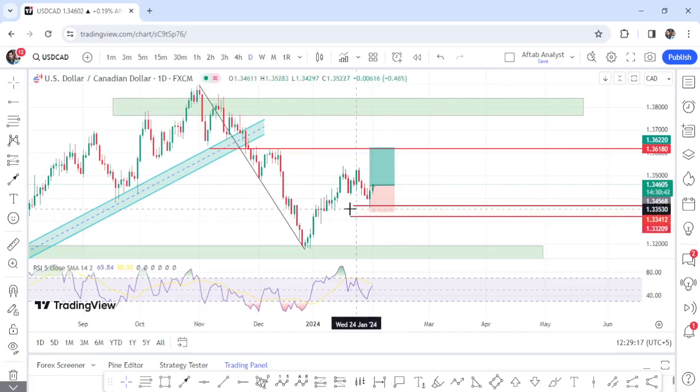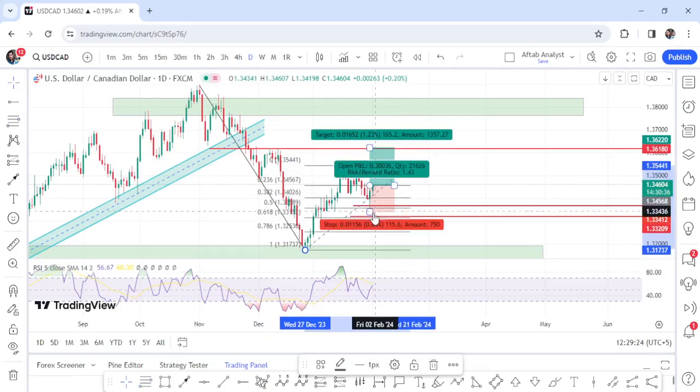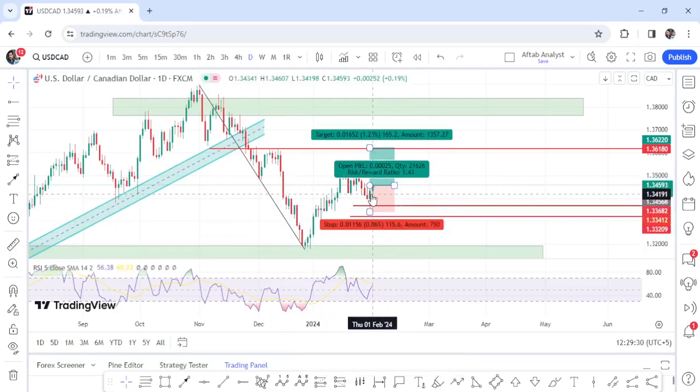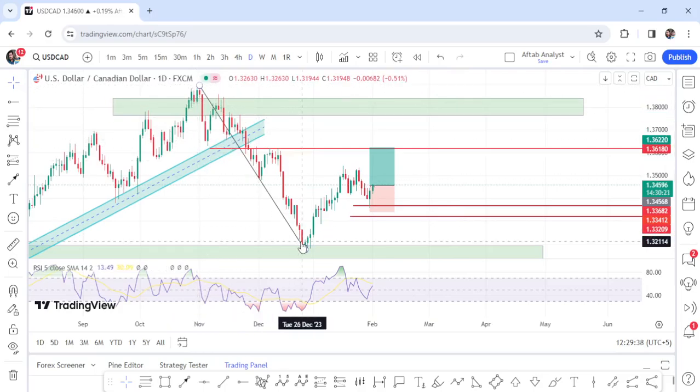1.33412 level, this is almost like a Fibonacci zone. If you see right here, see, the 618 retracement level. So from a Fibonacci zone, the market took a reversal, so definitely it will try to reach towards its next Fibonacci number, right?